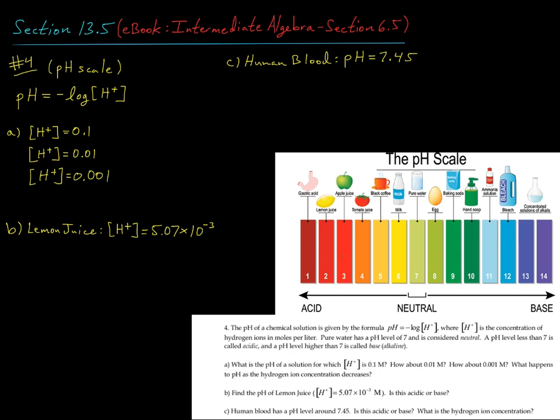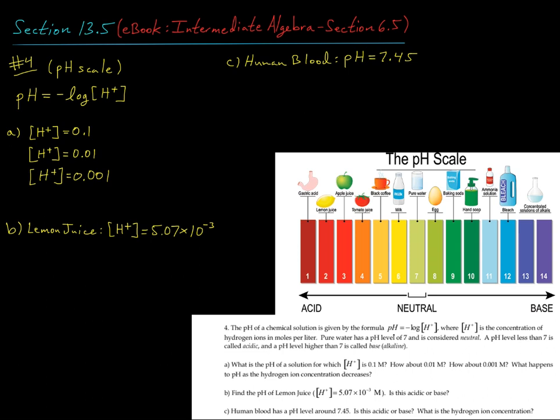As you go lower on the scale, you get more acidic, so you see things like tomato juice, lemon juice, gastric acid. As you go higher on the scale, you get more basic, so things like baking soda, ammonia solution, bleach. Okay, and by the way, base is also referred to as alkaline.